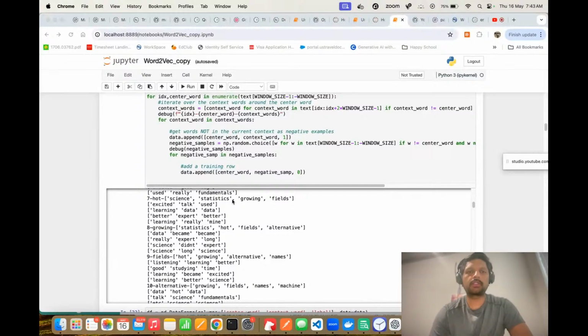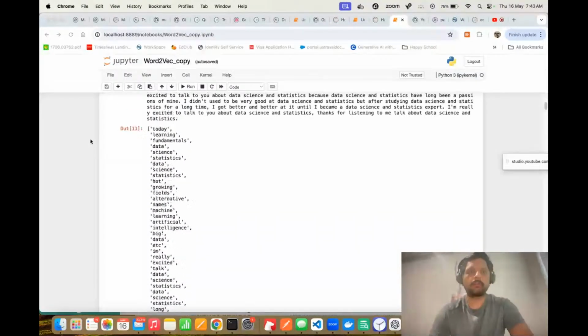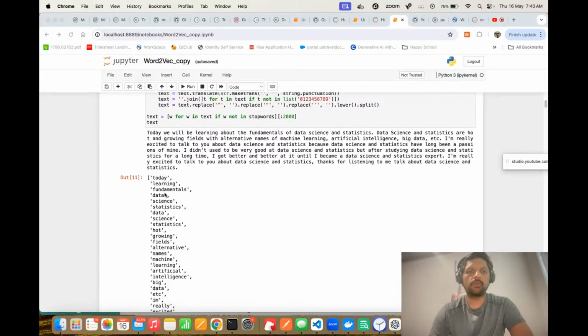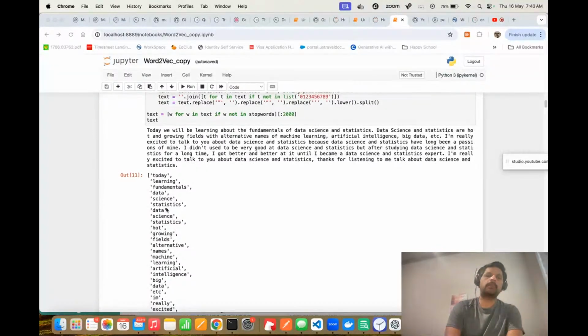When I say center word and context word, if you look at this flow, window size 3, 1, 2, 3, fundamentals is the center word. Today, learning will be context words. Besides fundamentals, data science. So these 4 words will be context words, fundamentals will be center word. And then you move to data, that will become center word. Learning, fundamentals will be context words. Science and statistics will be context words. That's how the window keeps moving with respect to center word and context words.